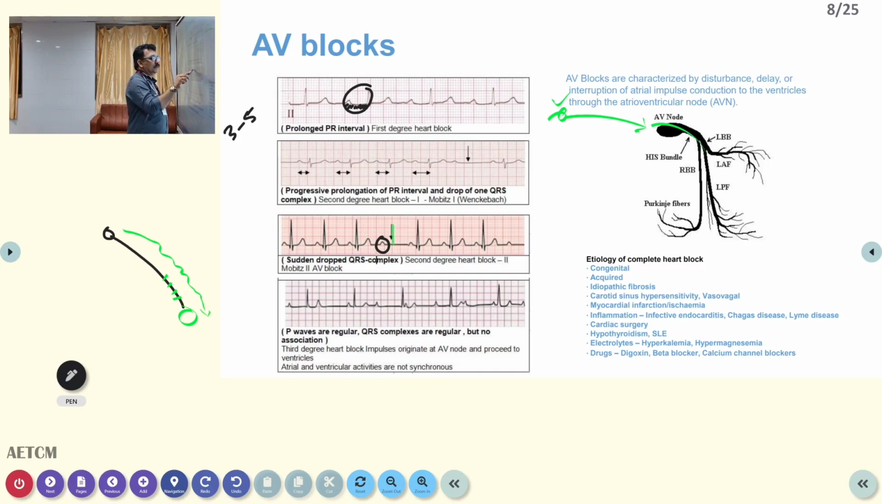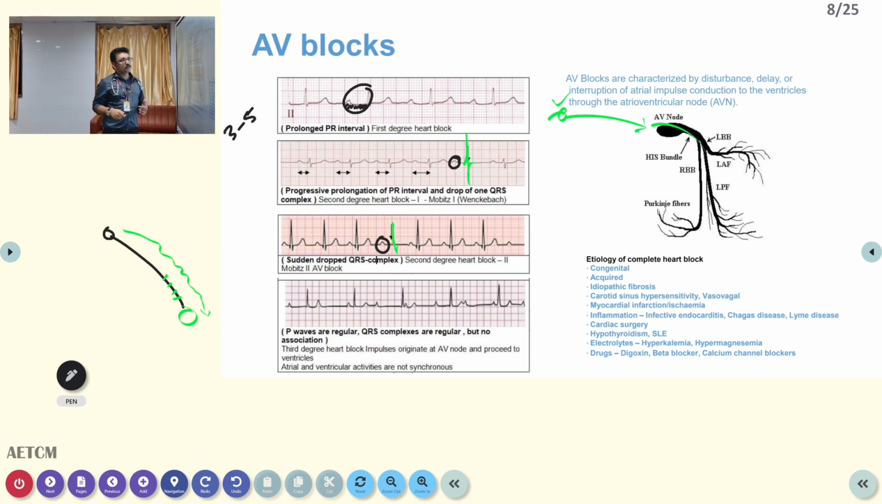So the QRS complex has to come here. It has not come. Okay, here also P waves are there, so atrial activation happens. One QRS complex has to come here. That has not come. So there are two types of second degree heart block, Mobitz type 1 and Mobitz type 2.